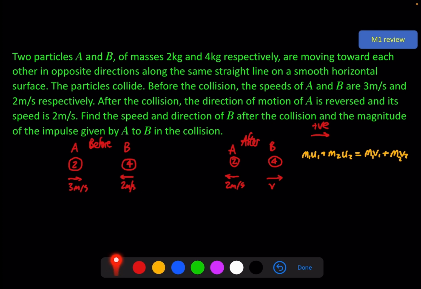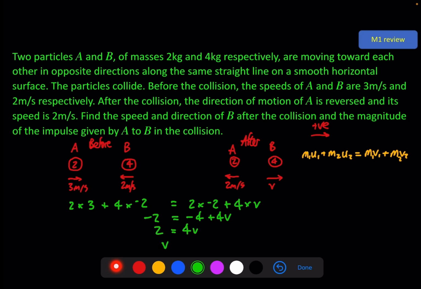So if we apply that to the example we've got, 2 times 3 plus 4 times minus 2, because this one's heading in a direction opposite to what I've said is positive, must equal, after the collision, 2 times minus 2, because the direction of A has been reversed, plus 4 times V, and we'll find out if V is positive or negative, and that will tell us the direction. On the left, 6 minus 8 is minus 2. On the right, minus 4 plus 4V, which gives us V is equal to 1/2 meters per second.